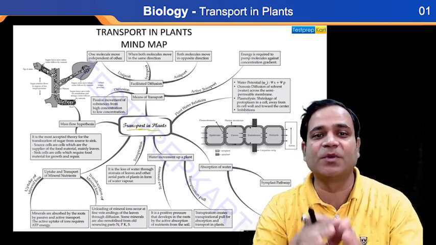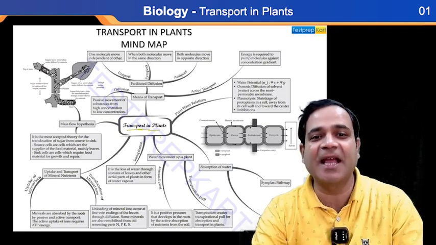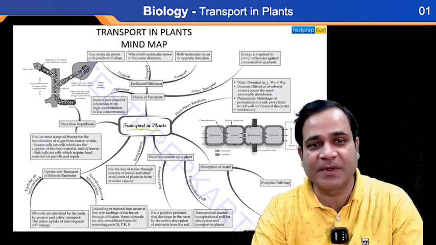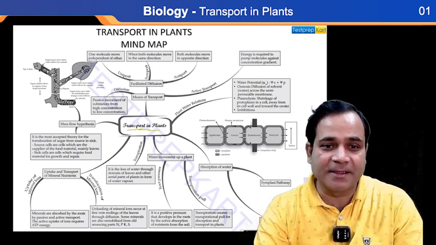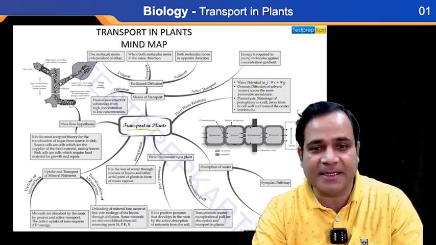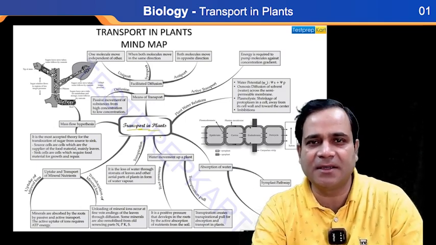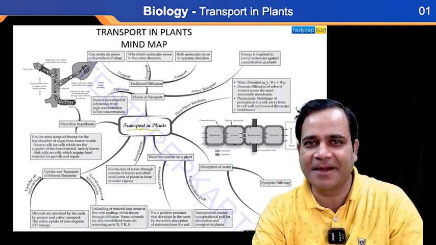So here the transport happens with the help of diffusion, active transport and passive transport. The things that are to be transported to each and every part of the cells are moved with the help of conducting tissues here. Getting my point?